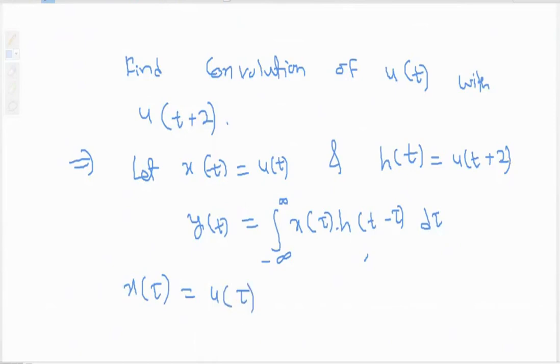Now available is h of t, but I want h of t minus tau. So put t as t minus tau. So h of t minus tau equal to, in place of t put t minus tau. So that becomes u of t minus tau plus 2. So this is nothing but u of t plus 2 minus tau.